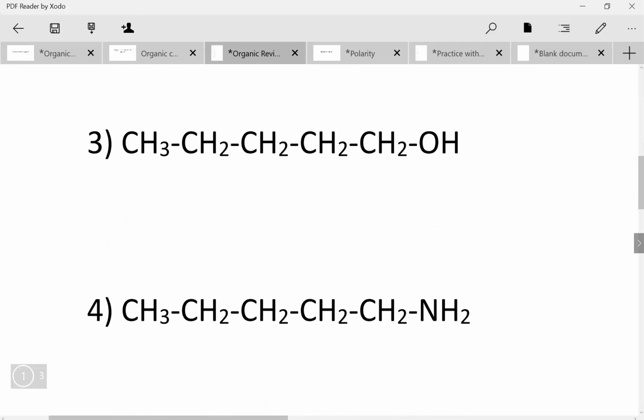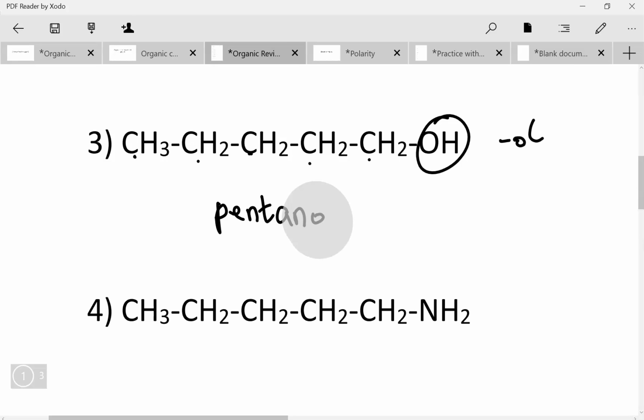Okay, identify the functional group. It is an OH, so an alcohol, so an -ol ending. How many carbons? 1, 2, 3, 4, 5 carbons, all single bonds, so it's pent-an. All at the first carbon, so to speak, because this is carbon 1, so pentan-1-ol is the name of this compound.